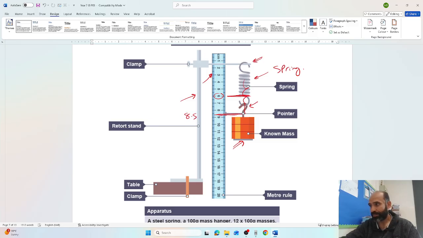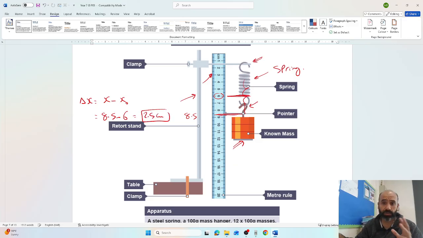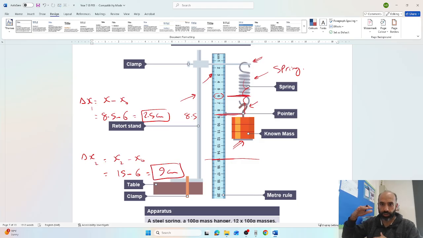So this is not the extension. The extension, which is the change in length, is equal to the final length minus the initial length. The final length is 8.5. The initial length before adding any weight was 6. So the extension due to this weight is just 2.5 centimeters. This is how you can calculate it. And if you add extra weight and the final length became 15, the new extension will be the new length minus the original length. The new length is 15, the original length is 6, so the total extension due to the total force is 9, and so on.